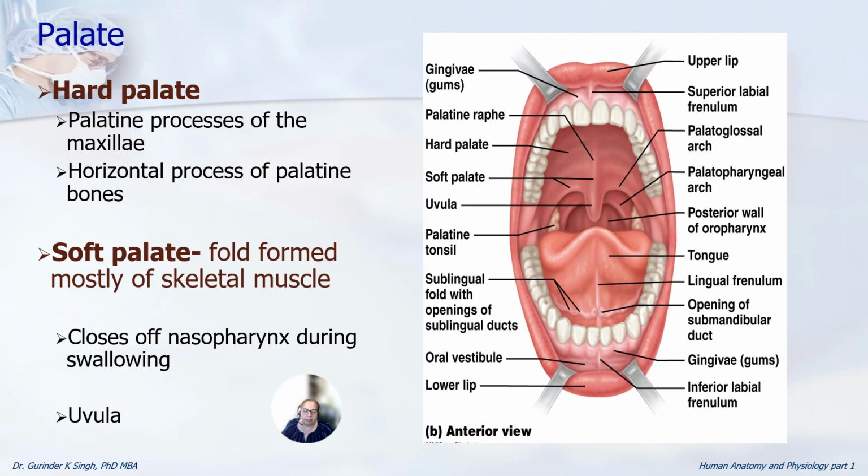The palate we already talked about. The hard palate is the palatine process of your maxilla, and also the horizontal process of the palatine bone. Palatine bones are L-shaped bones. So the roof is made of the hard palate. The soft palate is just skeletal muscle, and the uvula is the hanging portion from it. This uvula closes your nasopharynx when we are swallowing something.